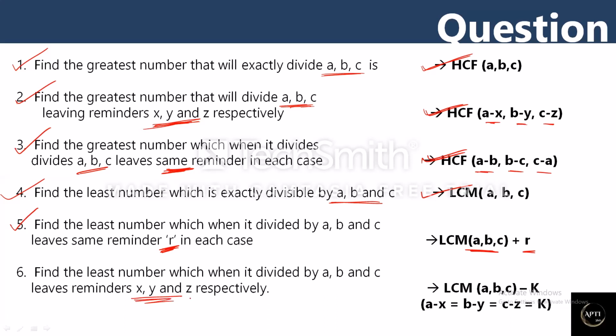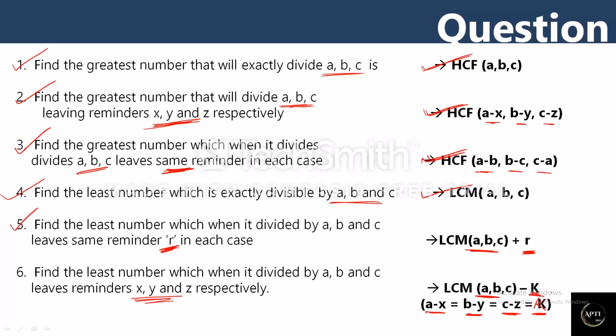With 3 different remainders, we just need to check whether the differences A minus X, B minus Y, C minus Z are constant; we assume that difference as K. So the answer is the LCM of A, B, C minus the difference. If it is the same remainder, add the remainder. If the remainders are different, subtract that particular difference. These are the 6 important applications of LCM and HCF. It's better if you make a note of or remember all these 6 applications, which is quite easy, and based on this we are going to solve questions.